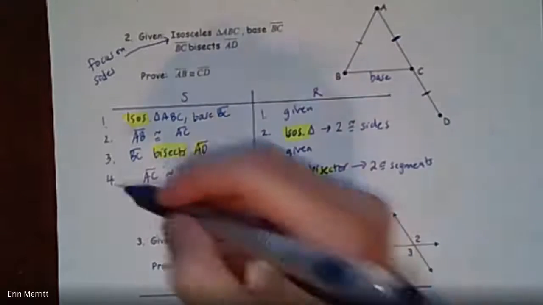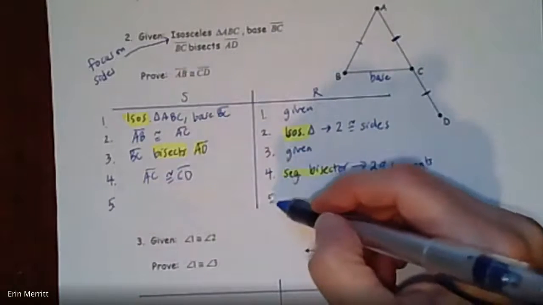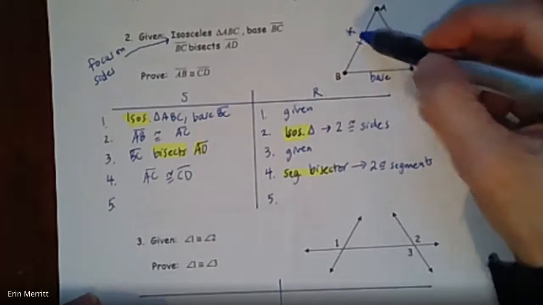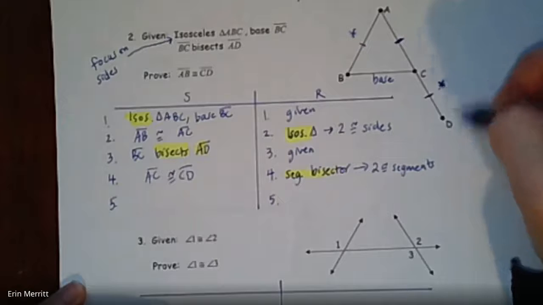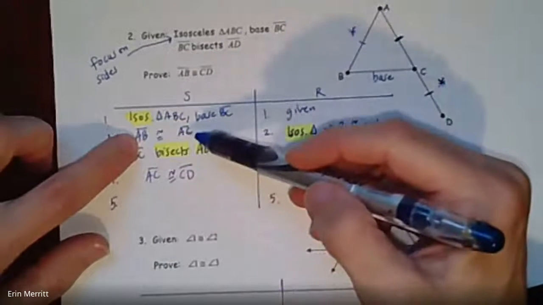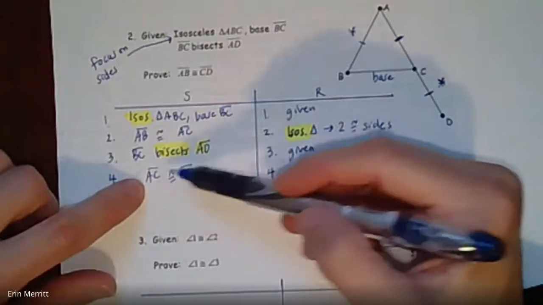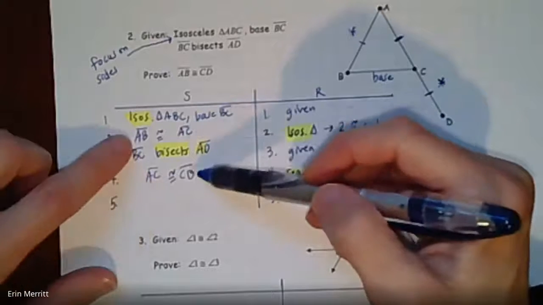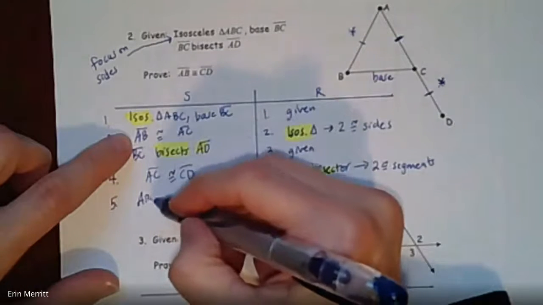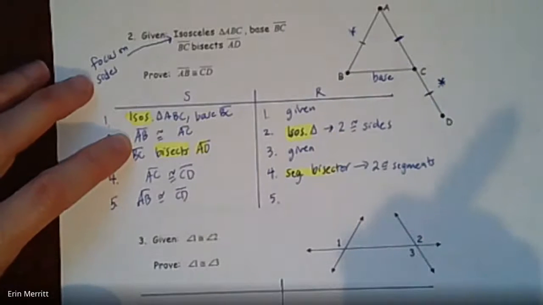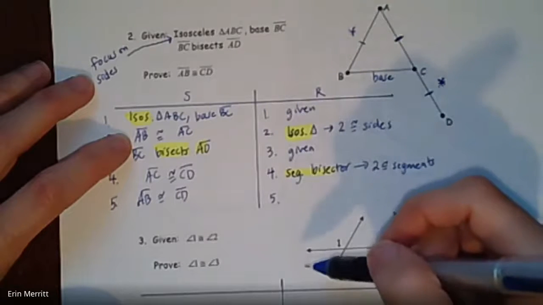All right. Last step. What are we trying to prove? We are trying to prove that AB over here is congruent to CD over here. And if I look at step 2, we know AB is the same as AC. Step 4, AC is the same as CD. AC is the middleman. We can cut that out and go right from AB is congruent to CD. And then the reason is that's the transitive property.